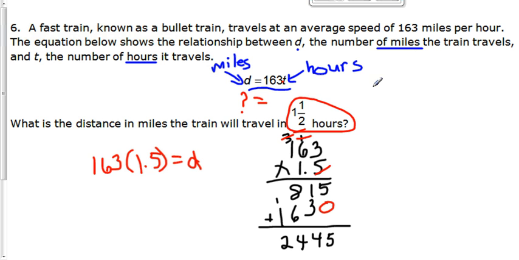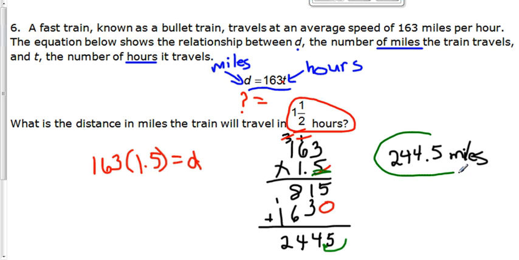And what you have to be careful of, it doesn't make sense that he went 2,000 miles when he only went less than 1 hour. Doesn't really make sense. You've got to watch out for your decimal. We have one decimal place in the problem, so we should have one in the answer, starting at the back. So our final answer, in 1.5 hours, the bullet train can travel 244 and 5/10 of a mile.